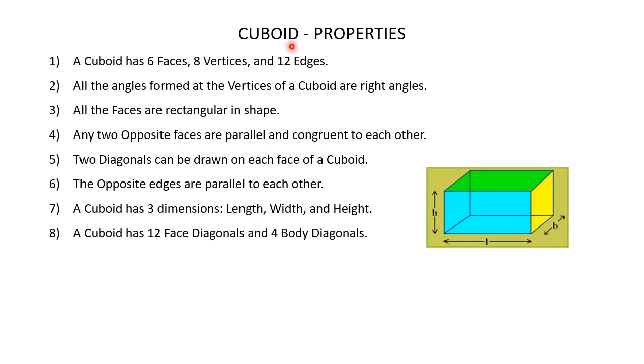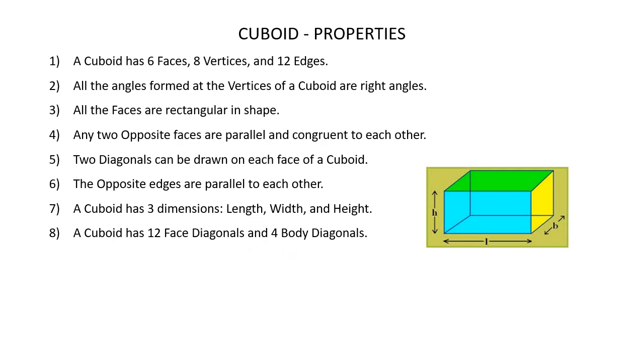Let's now learn a few properties about the 3D shape cuboid. A cuboid has 6 faces, 8 vertices and 12 edges. All the angles formed at the vertices of a cuboid are right angles. All the faces are rectangular in shape. Any two opposite faces are parallel and congruent to each other. Two diagonals can be drawn on each face of the cuboid. The opposite edges are parallel to each other. A cuboid has 3 dimensions: length, width and height. A cuboid has 12 face diagonals and 4 body diagonals.